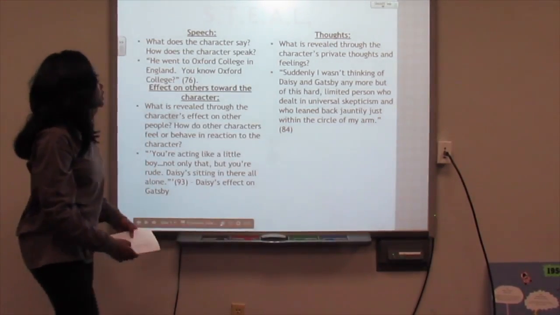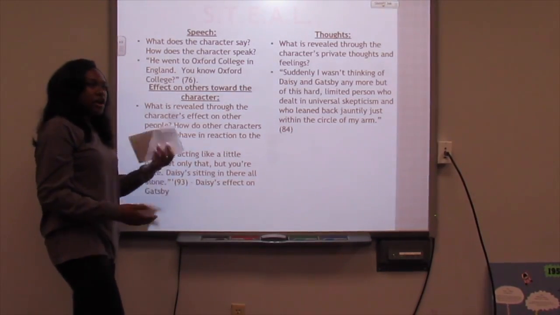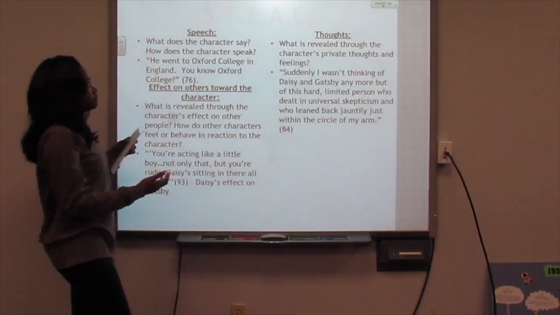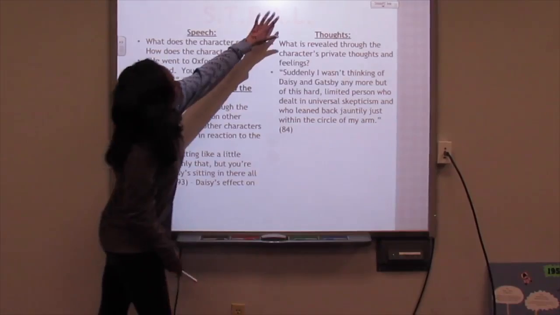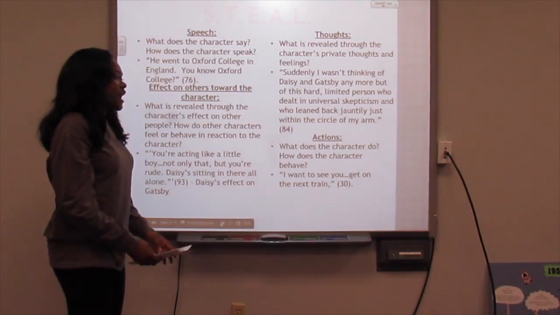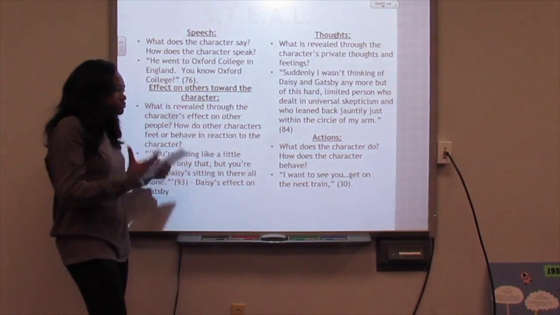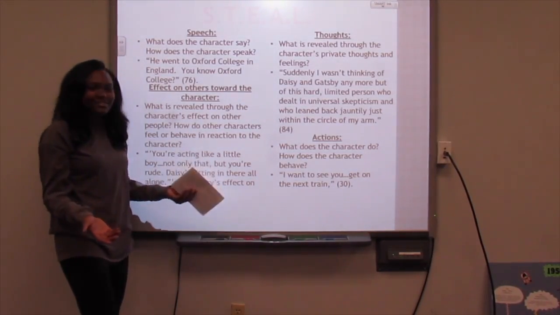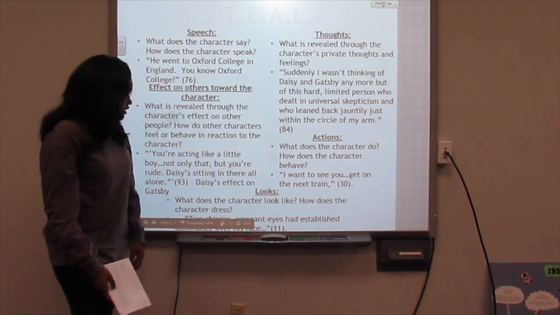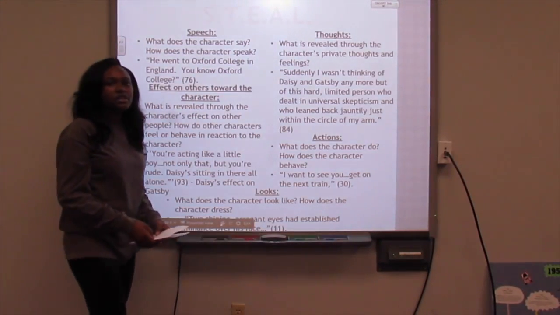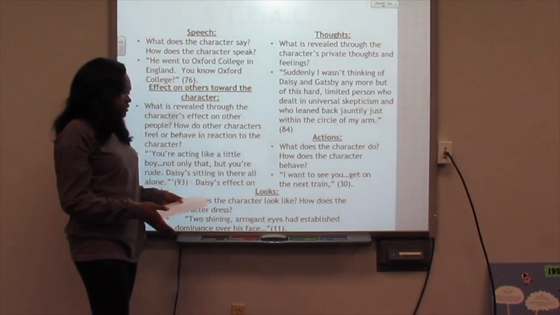The E is the effect on others. How does one character feel about another based on how they're speaking or their thoughts or how they're displaying themselves? The A is the actions. What does the character do? You explain what the character does basically. And then it leads to the looks. What does the character look like? How does he dress? Can you tell what type of person the character is based on how he looks?